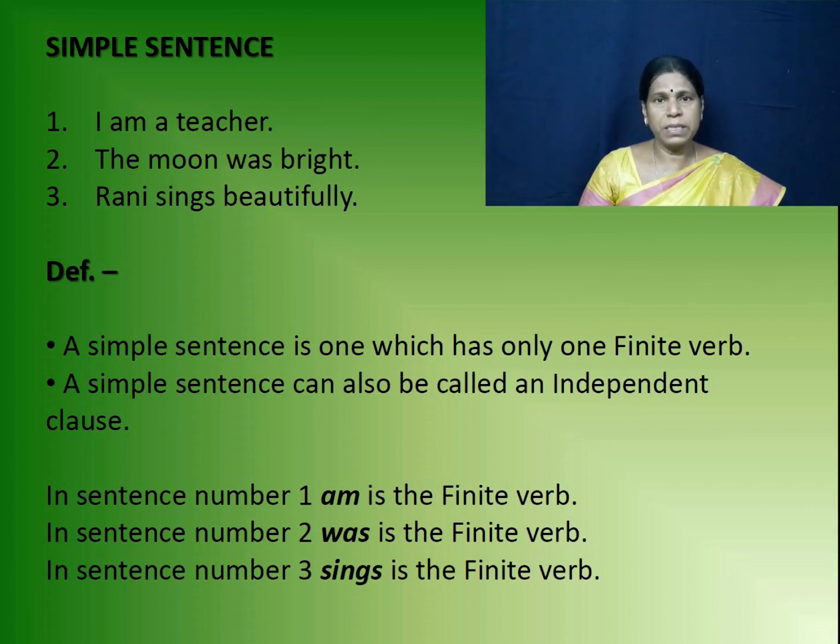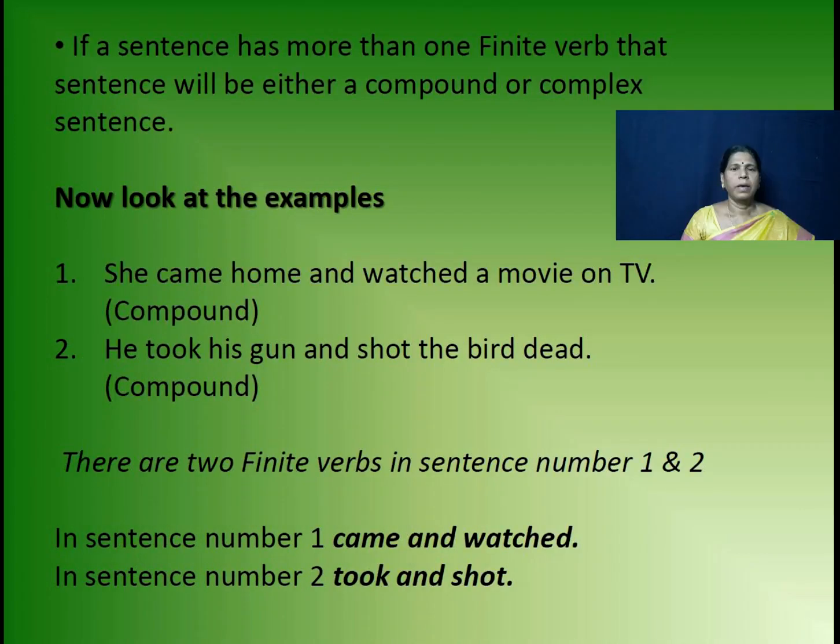So, a simple sentence has a subject and verb of its own. If a sentence has more than one finite verb, that sentence will be either a compound or complex sentence. Now look at the examples.